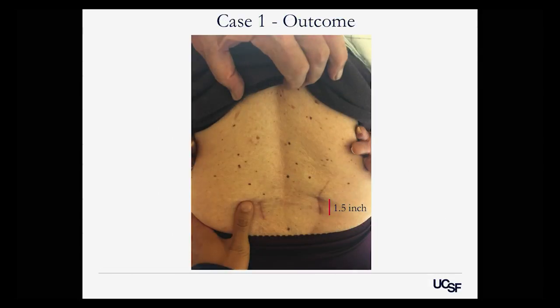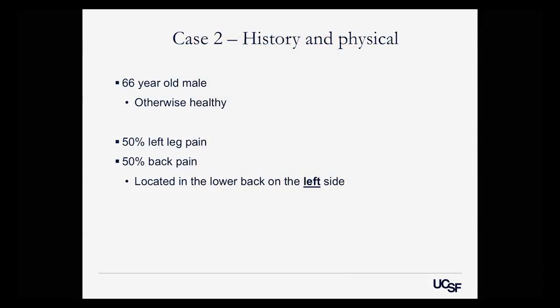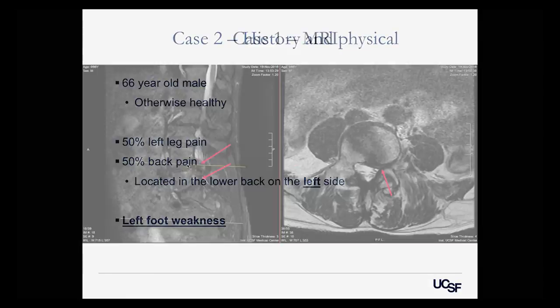And these are the incisions. So two 1.5-inch incisions. Second case, a 66-year-old male. He's otherwise healthy. He has 50% left leg pain and 50% back pain, which is also located on his left side. And importantly, he has left foot weakness.